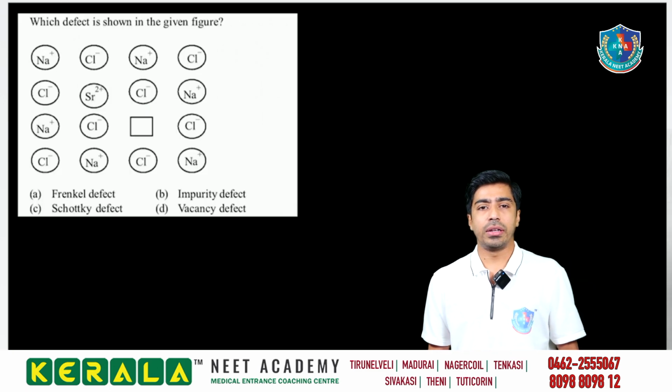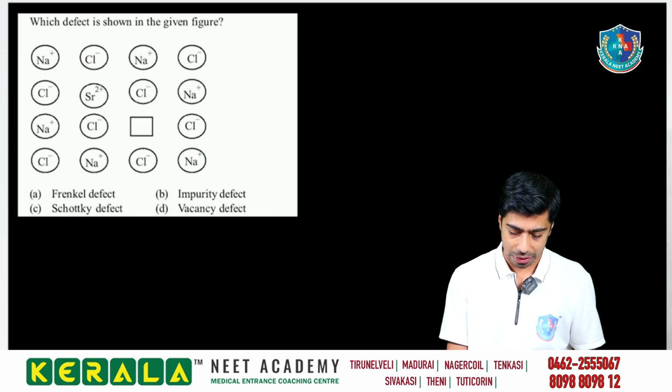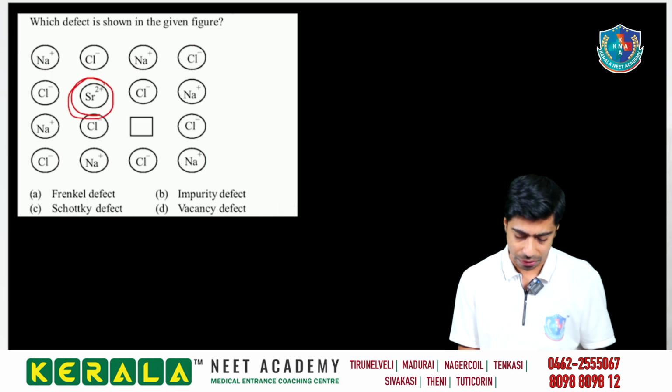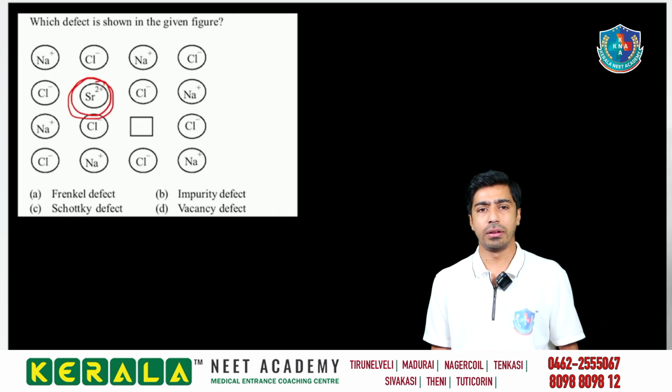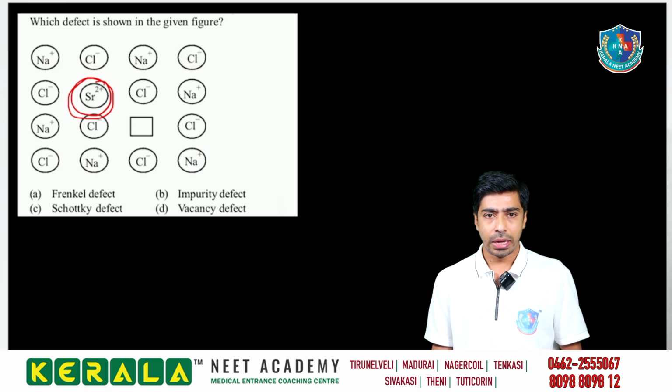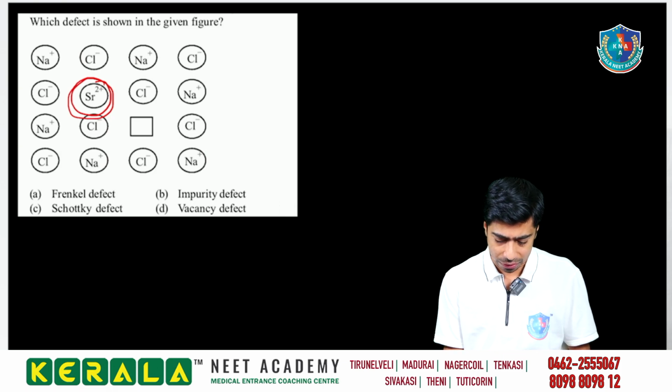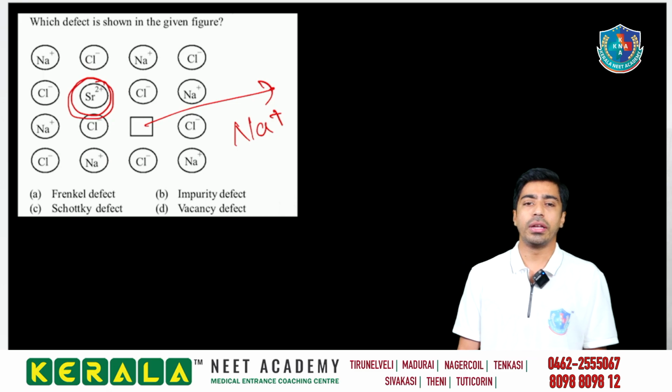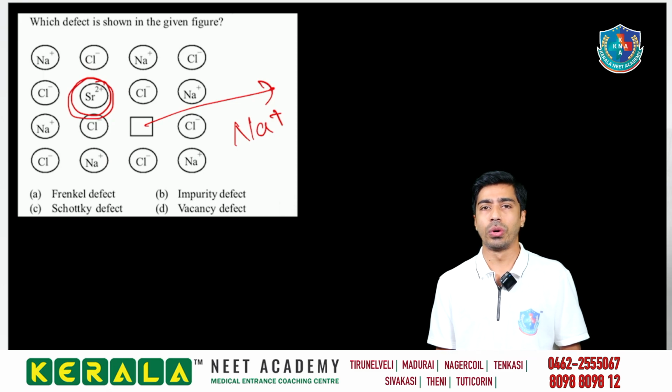Now, which defect is shown in the given figure? You have Na+ and Cl- in alternate locations, and you can see that one of the positions of Na+ is occupied by Sr2+, and also at one site Na+ is missing. So it refers to the impurity defect. That means molten sodium chloride is crystallized with strontium chloride.